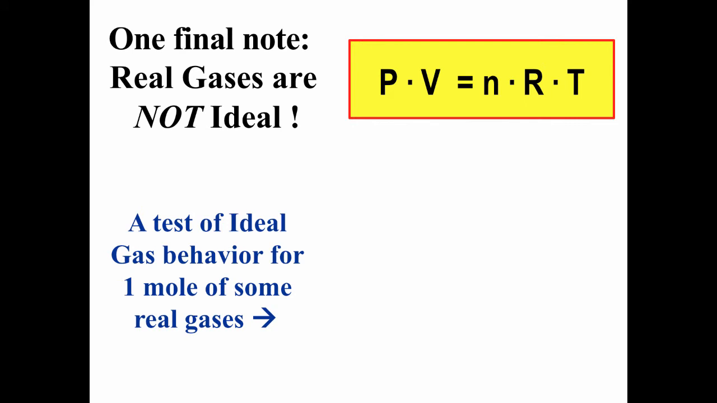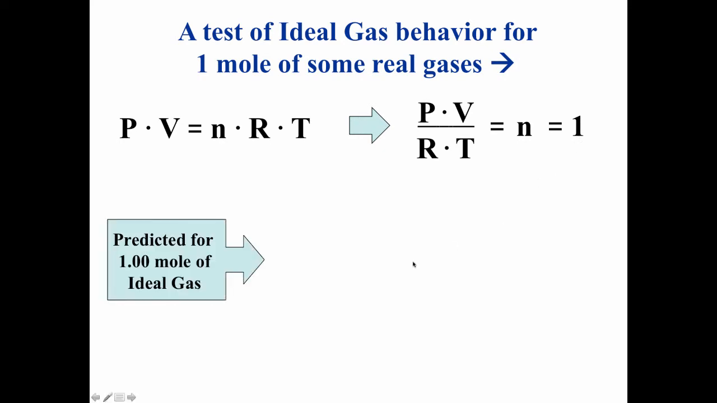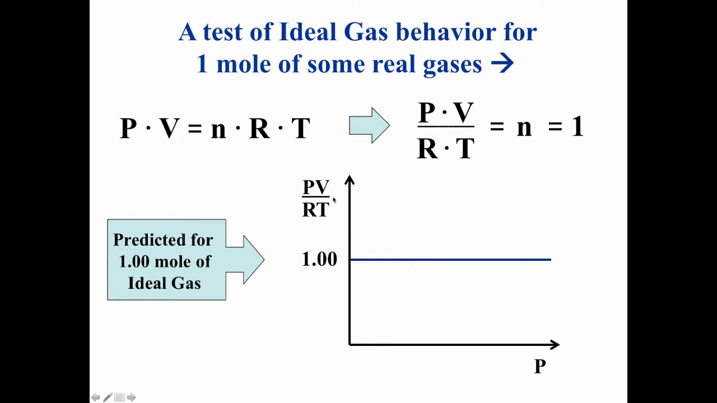So here would be a test of ideal gas behavior for a real gas, how we would see if the ideal gas law represents it well. If we make the ratio PV over RT for 1 mole of a gas, note PV over RT is equal to n. And if we're dealing with 1 mole of a gas, then n is equal to 1. So PV over RT is going to equal 1, i.e. it's constant. And so what we would predict is if we graphed PV over RT versus pressure for an ideal gas, we should just get a straight line.